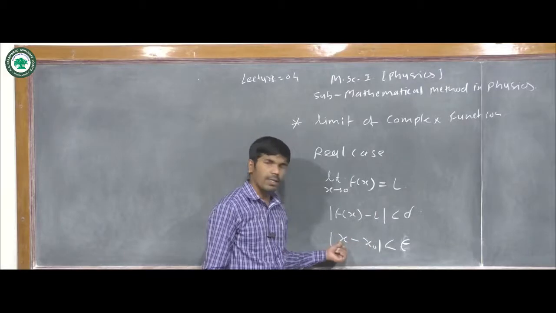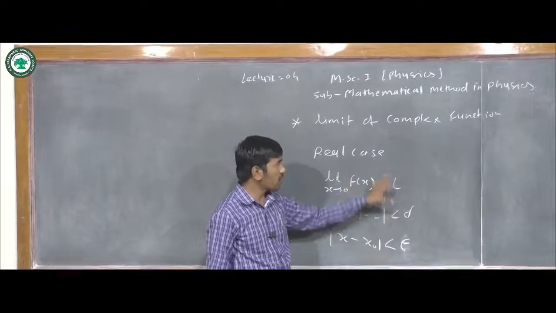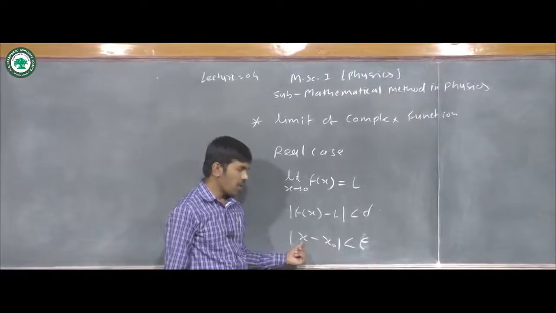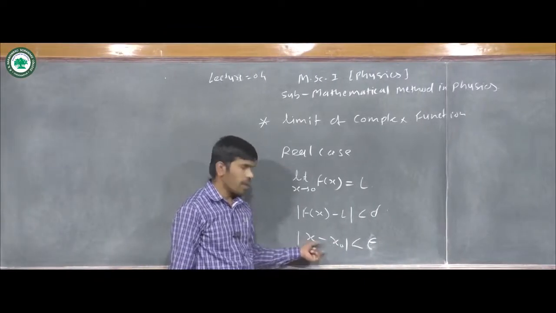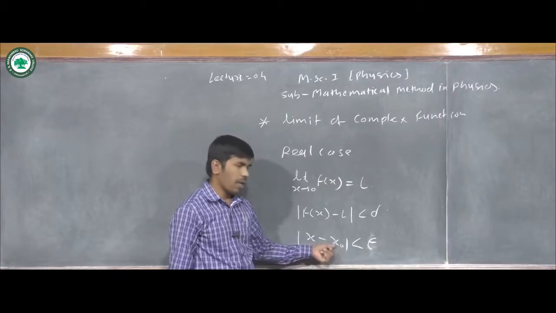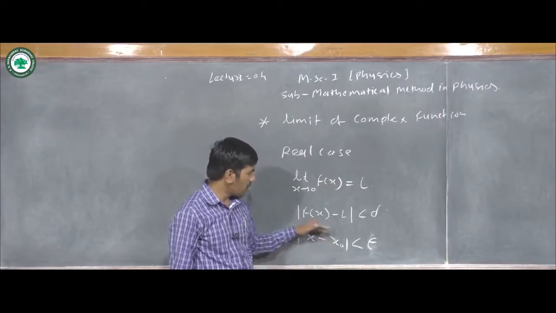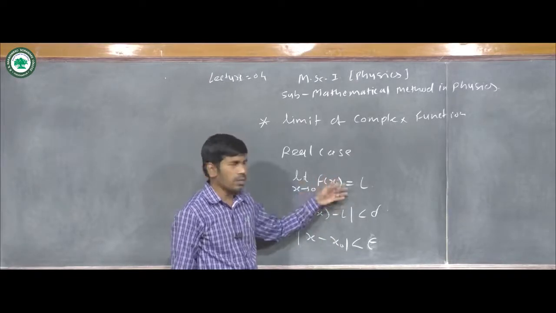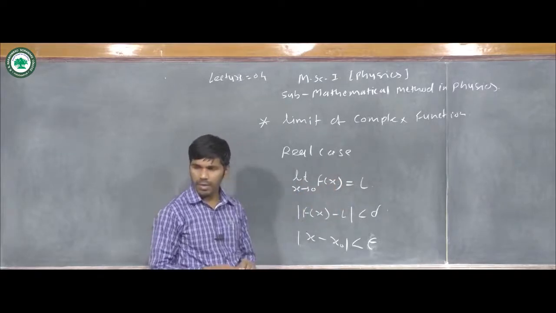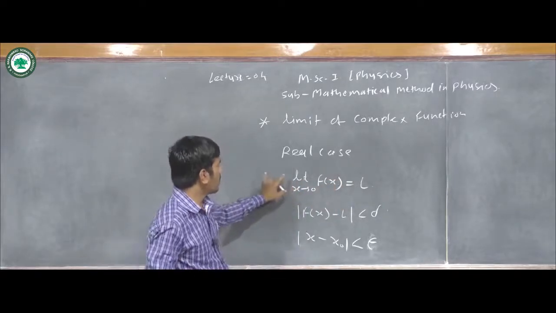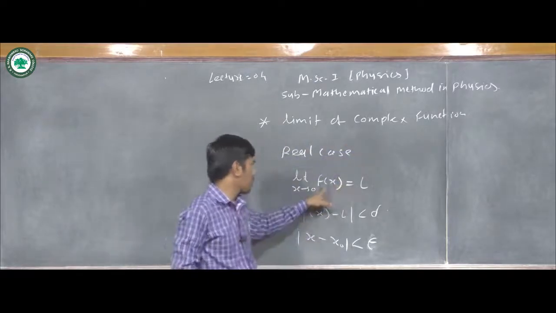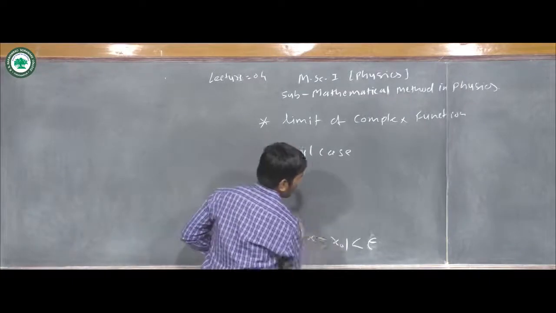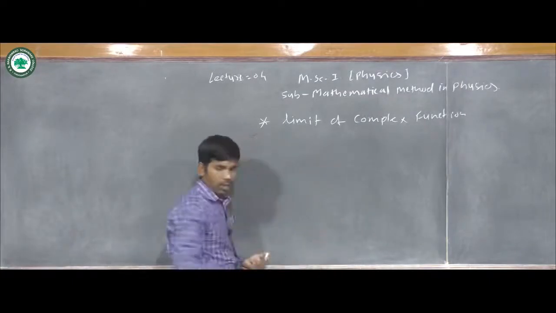In complex numbers we consider a neighborhood, but here x naught is a point, and when x approaches closer and closer towards x naught, then f of x behaves similarly in the other plane. Similarly, I will write it for complex functions and explain how it changes.